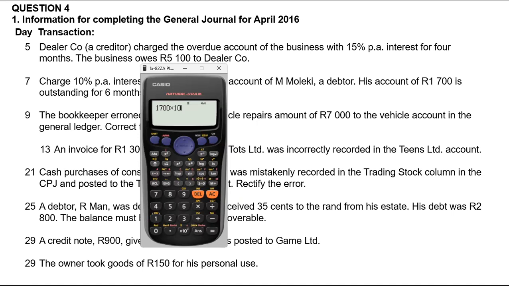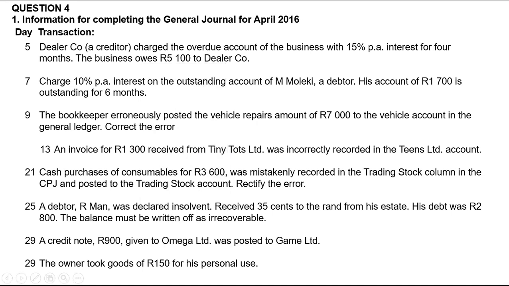You first calculate interest on that, which is 10% of 1,700. And then you apportion it because you want 6 out of the 12 months. You'll multiply by 6 and divide it by 12. It'll give you interest, which will be 85. That 85 is interest income. However, it increases what the debtor owes you.